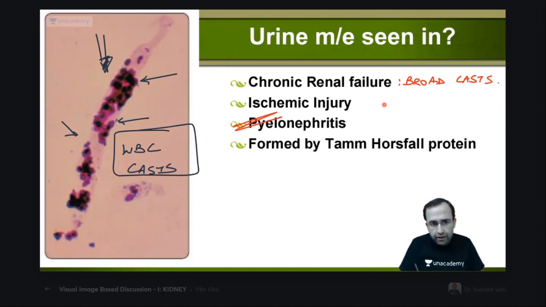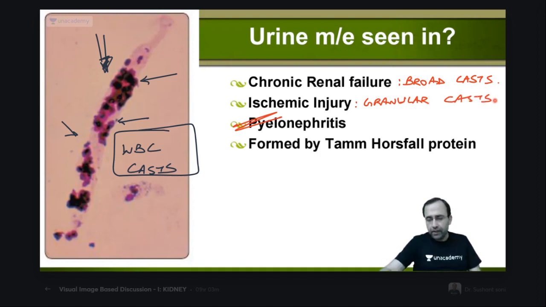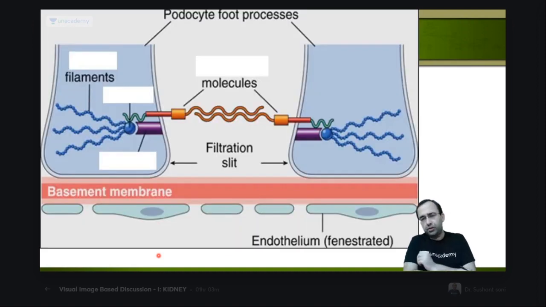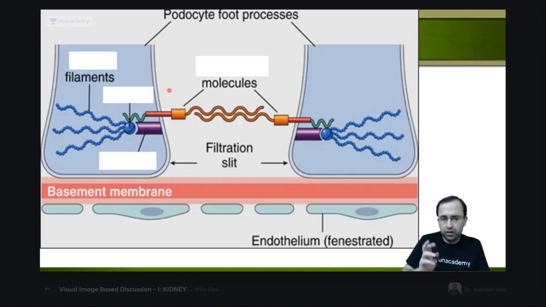Broad casts versus ischemic injury, which is associated with granular casts. And this is how a granular cast looks like. Sufficient. This was urine examination. Next point. For the students who joined slightly late, not to worry, urine examination was important, so I'll repeat the initial portion once again towards the end of the session. The polarizing microscopy image with respect to urine was important.